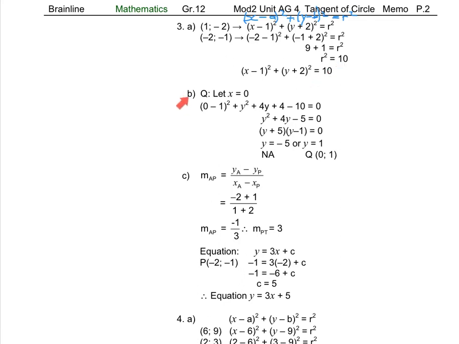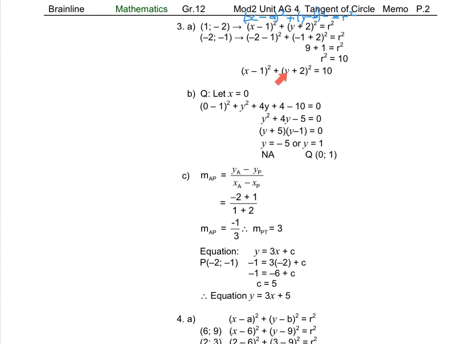In question B, I have to determine the coordinates of Q, and it is also the y-intercept of the circle on the positive y-axis. And therefore, at the point Q, I can conclude that x is equal to 0 because it's a y-intercept. If I then substitute x with 0, I can solve the corresponding y value. So 0 minus 1 is minus 1, and minus 1 squared is a positive 1.